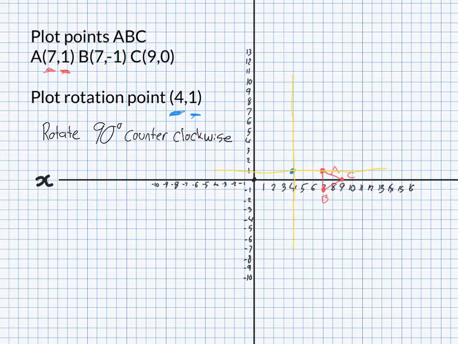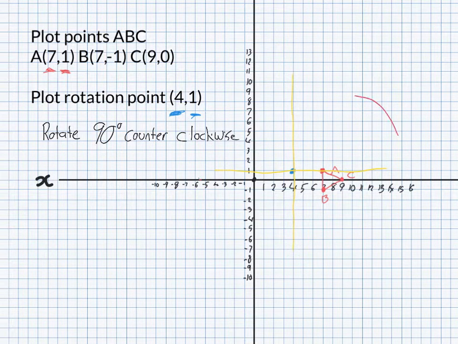Whenever we do any sort of rotation, our rotations are in 90 degree increments. If I'm starting with this line and I'm moving over to this line, it's going to be 90 degrees. If I go to the next line, it's going to be 90 plus 90, which is 180 degrees. And if I go to the next line, that's 270 degrees.